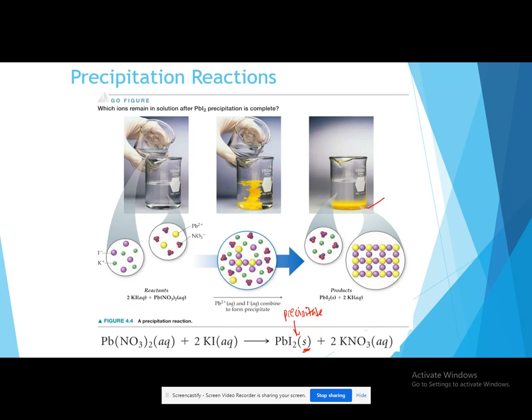This is going to be your solid at the bottom of this glass. The second compound that is made is potassium nitrate, and this is in its aqueous form, so it's going to be the liquid that you see up here. The other thing I want to point out on this slide is that it is a double displacement reaction. The lead, which was with the nitrate, is now with the iodide of the second compound. The potassium also switched places and is now with the nitrate.